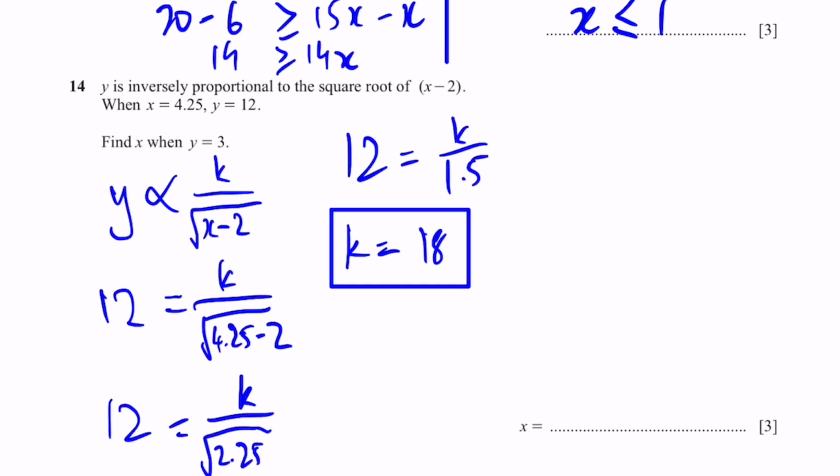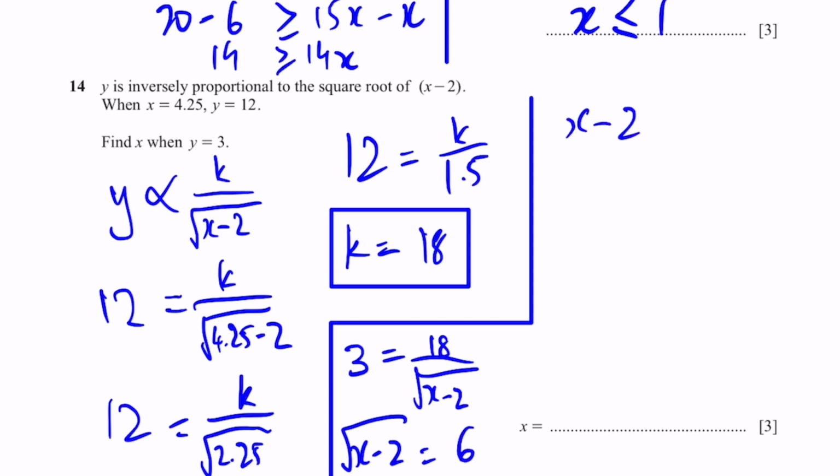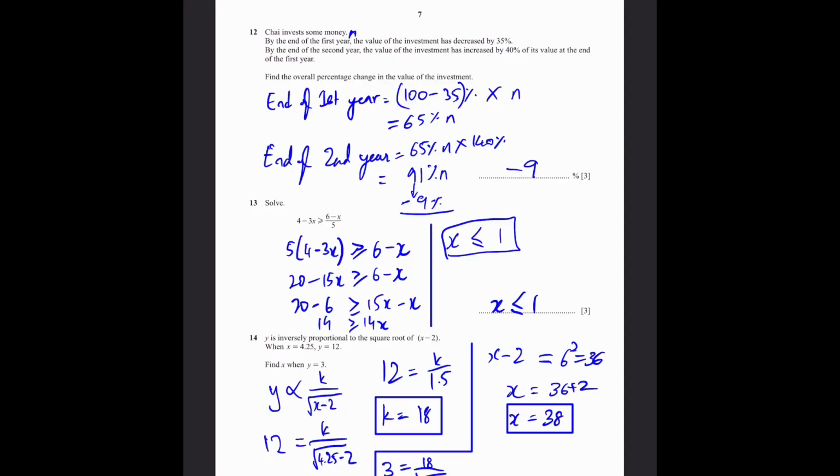Now when y is equal to 3, we can find x, right? So when y is equal to 3, 3 is equal to 18, which is k by root of x minus 2. Square root of x minus 2 is equal to 18 by 3, which is 6. X minus 2 is equal to 6 squared, which is equal to 36. X is equal to 36 plus 2, and x is equal to 38. That's the answer. Let's go to question 15.